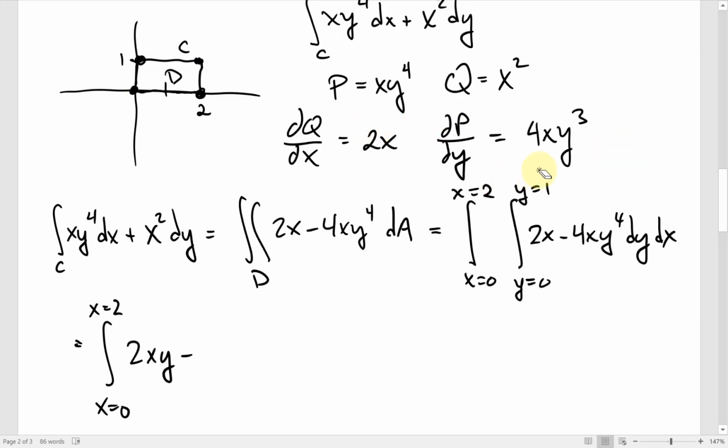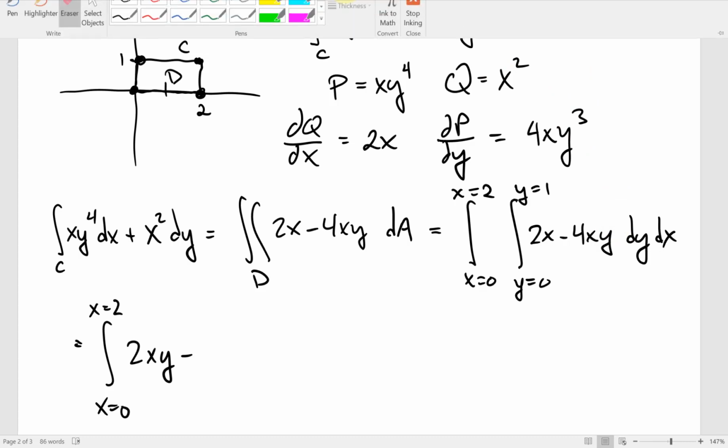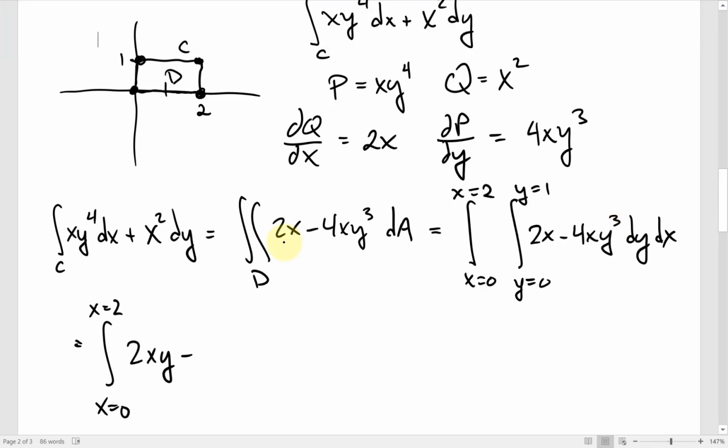I knew I had a mistake there somewhere, and now I've spotted it. I had 4xy cubed for this partial of P with respect to y. That should have been a 3 right there. Copying that 3. So that's the dQ/dx minus the dP/dy right there. Okay, so moving on.